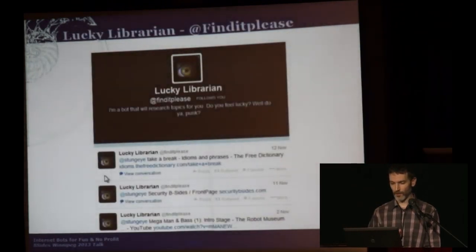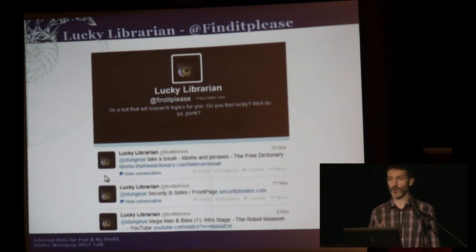Another bot that I wrote for this presentation was inspired by the Neal Stephenson book, Snow Crash. In Snow Crash, the main protagonist has a digital avatar friend, the librarian, that does research for him. And so I thought it might be neat to have a Twitter entity that would do research for me. So I made Lucky Librarian. What Lucky Librarian does is you tweet a message to the Twitter site at @finditplease, and it will reply to you with a link to the topic that you're asking about.